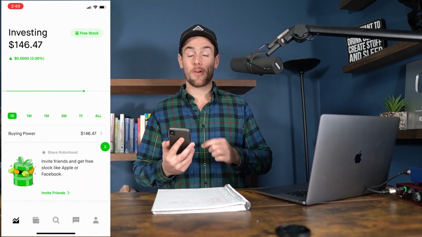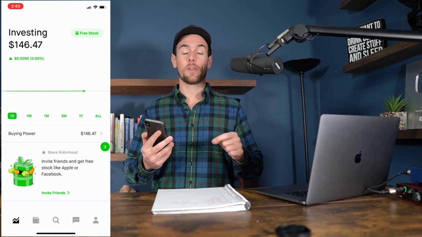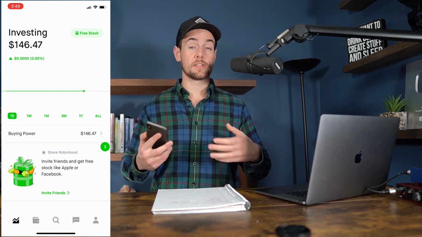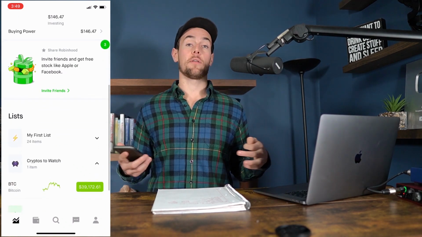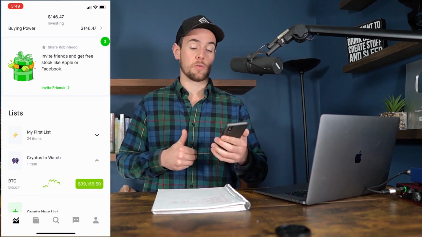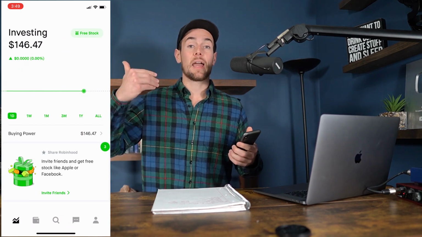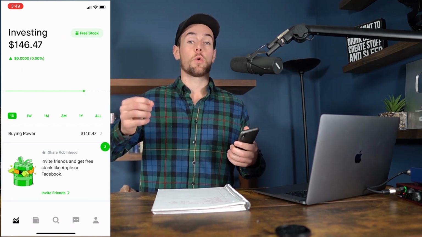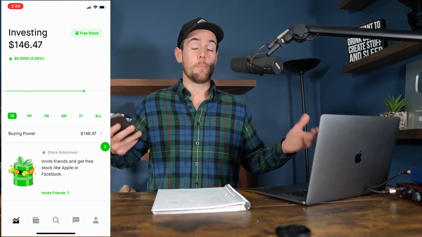Alrighty guys, so here we are inside of my Robinhood app, and as you can see, I have $146.47 of cash, and I don't actually have any shares of stocks or ETFs or anything in this right now, just because I'm using this for a demonstration purpose. But that being said, guys, the first thing I want to cover here is how to get money into your Robinhood account, and this is going to require you to link a bank account.